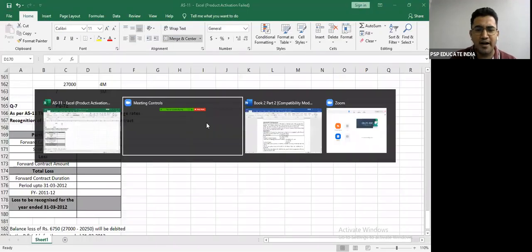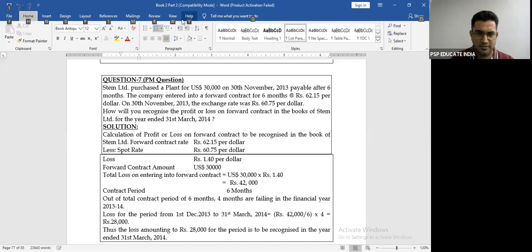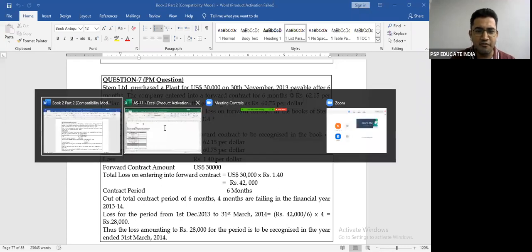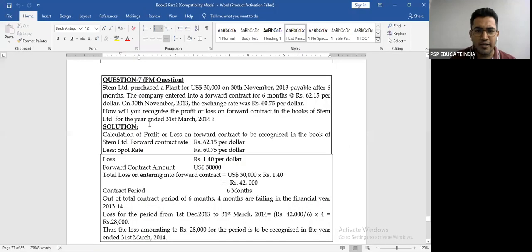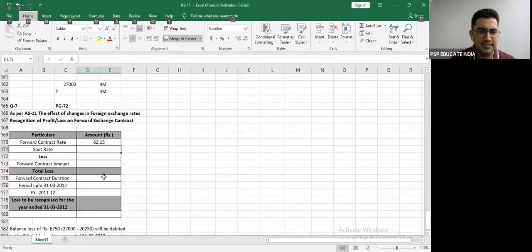What's your forward contract rate in the question? Quickly on the chat box. $62.15. So let's put over here 62.15. Against that, look at the question. What is your spot rate? 60.75. So you get 60.75.